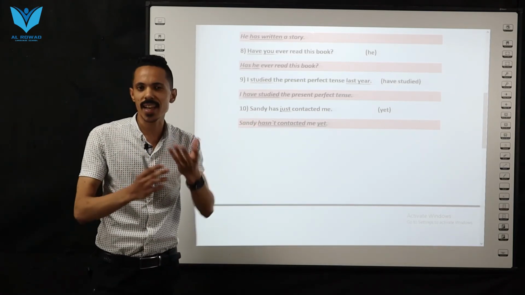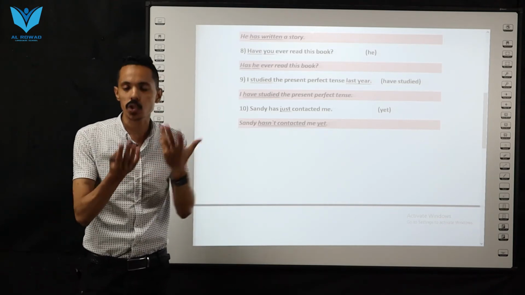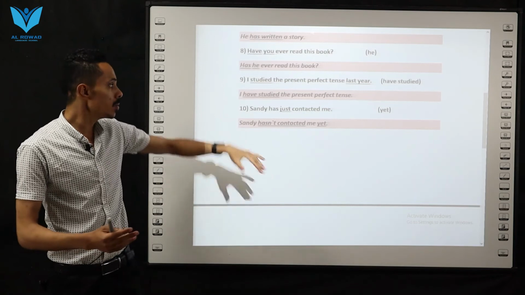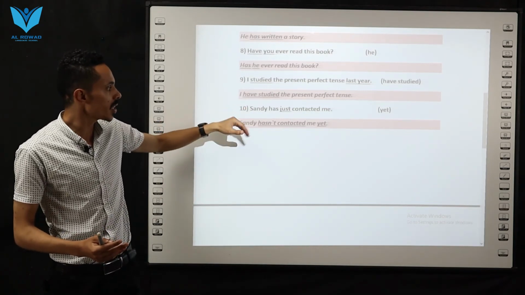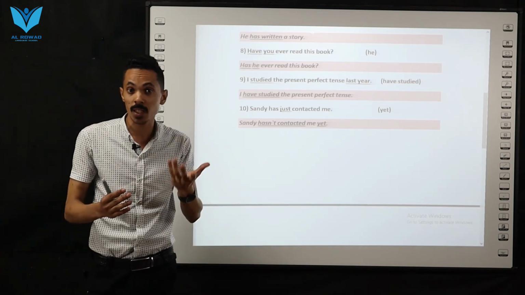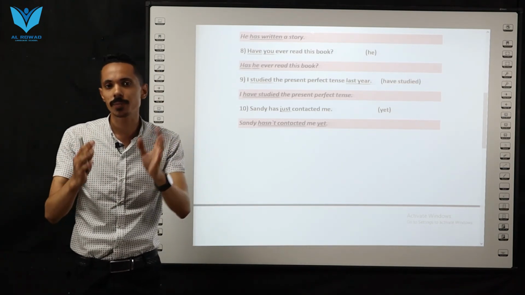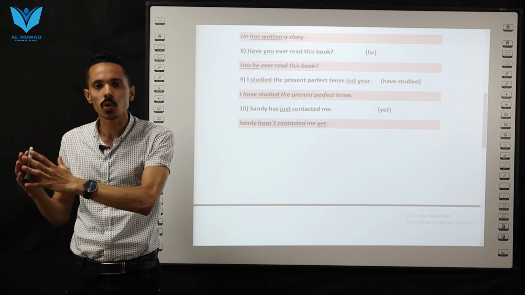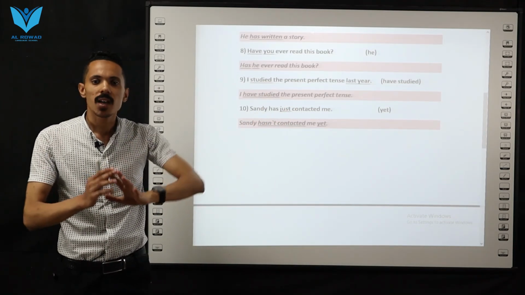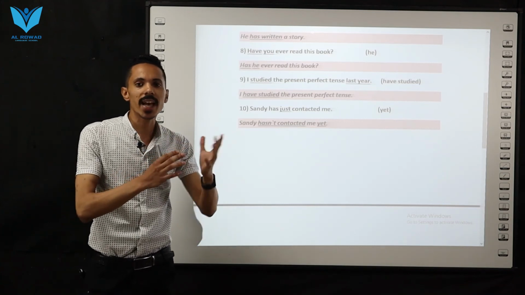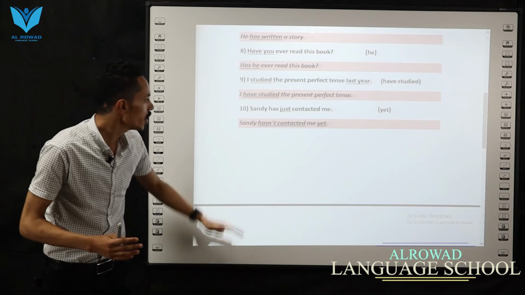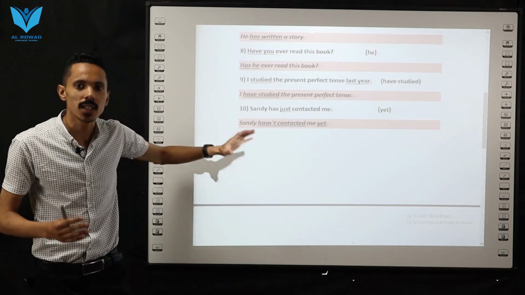Here, when I used yet instead of just, I changed the meaning, but the tense is the same. So the meaning here in number 10, Sandy has just contacted me, it's a present perfect, but the meaning is an action finished a short time ago. When I use yet, it's a present perfect, but the meaning will be an action that hasn't started until now. So here, Sandy hasn't contacted me yet.